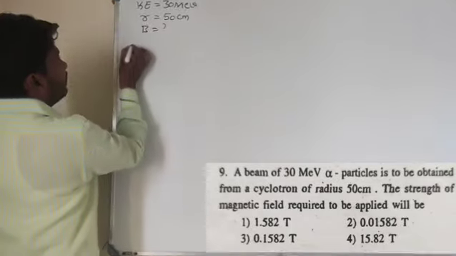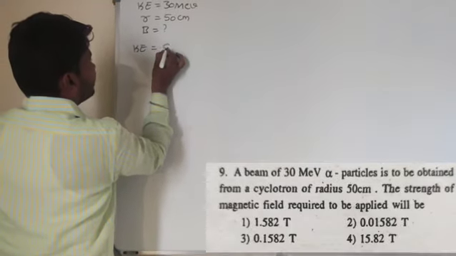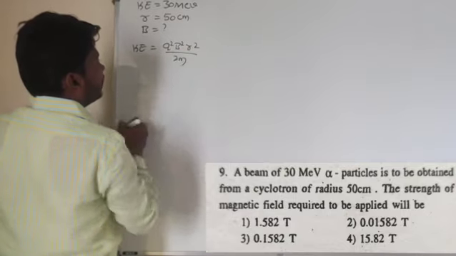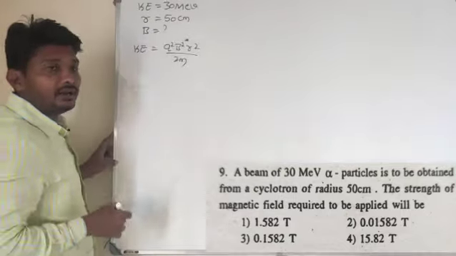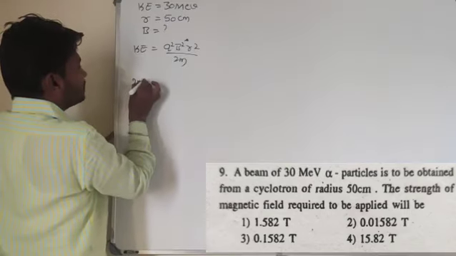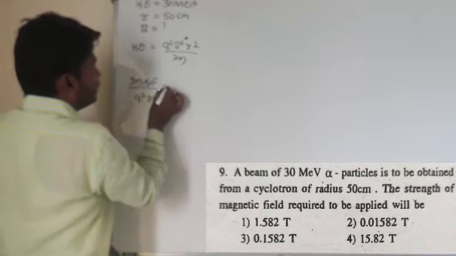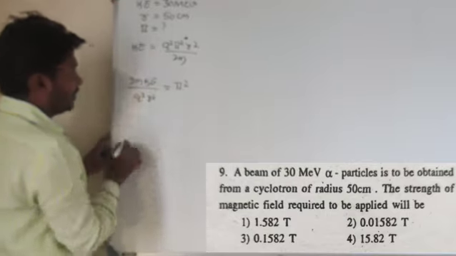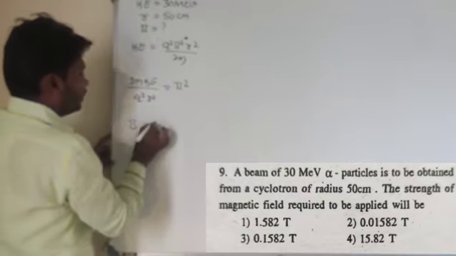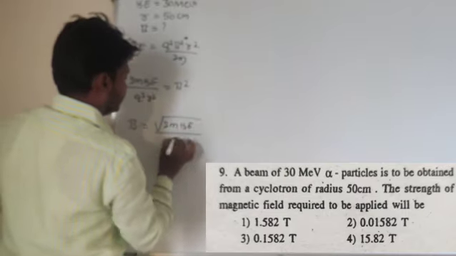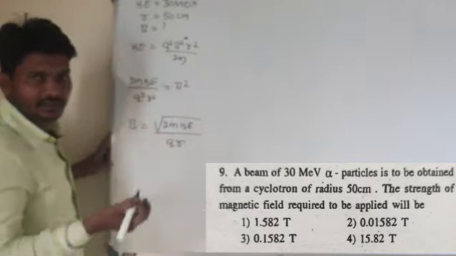Magnetic field strength. We have the formula, kinetic energy is equal to q square b square r square divided by 2m. I want to take out that B value here. So 2 times m into kinetic energy divided by q square into r square is equal to B square. B is equal to square root of 2 times m into kinetic energy divided by q into r. This is the formula I got.